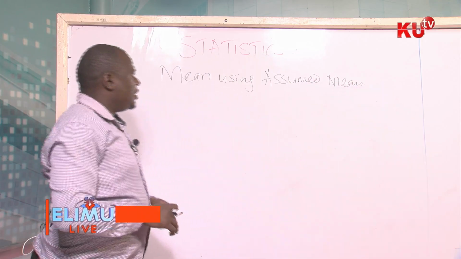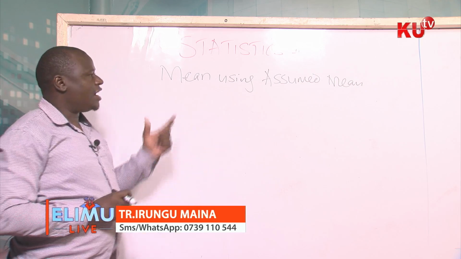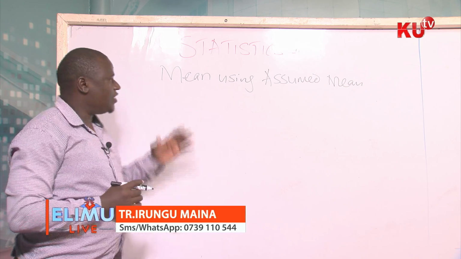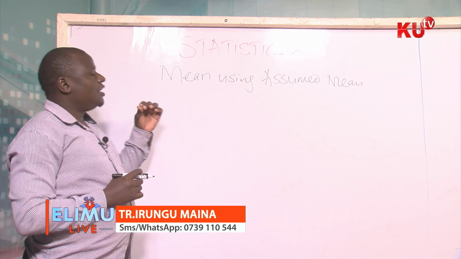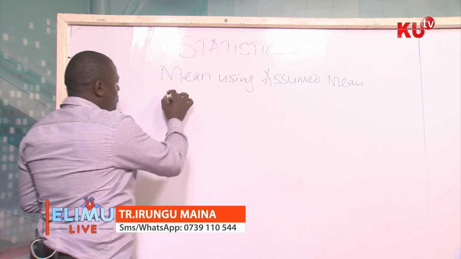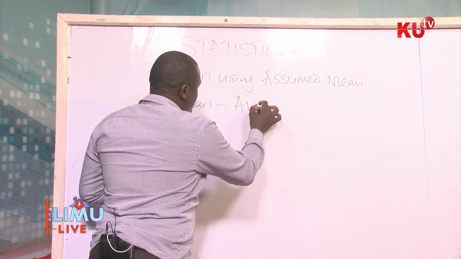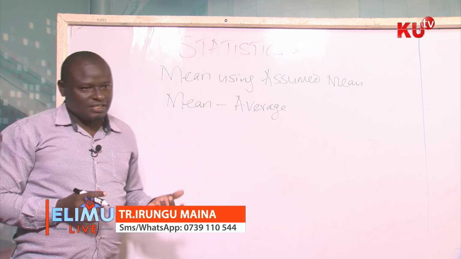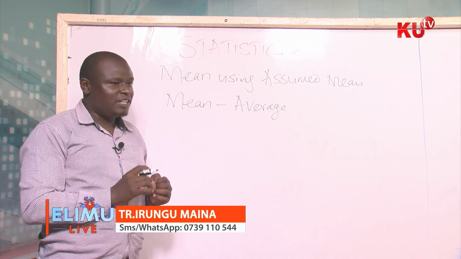All right. It means if we are looking for mean using assumed mean, there are other methods of looking for mean. And that's where I want us to start. And I want to tell you students that mean, normally this word mean is commonly called average. Average will imply that out of the total sum you have, you divide by the number of entry, you end up having a mean.